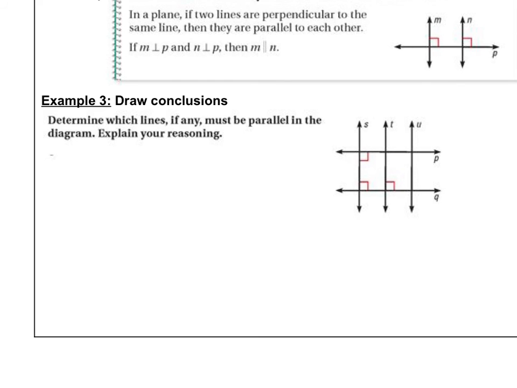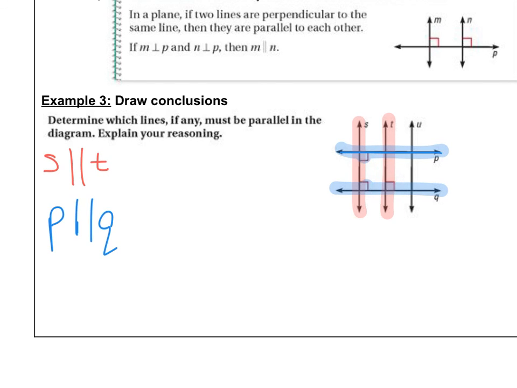So determine which lines, if any, must be parallel in this diagram. Okay, so I'm going to look at these 2 lines right here. I'm going to highlight them so they're a little easier to see. We have this one here and this one here with a right angle. They both have a right angle to this one, to line Q. So we can say that line S is parallel to T. And then finally we also see that this one and this one are also perpendicular to the same transversal, which is S. So we can also say that P is parallel to Q.